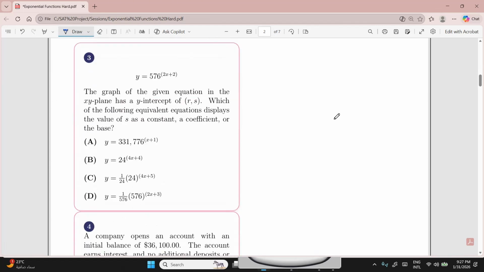And then question number 3, we have this. The same idea, maybe. We need the coefficient or a constant to be displayed. Displayed means appearing in the answers. But this time in the y-intercept. Y-intercept is always 0 and something. So R and S means 0 and something, because this is the y-intercept. So replace x by 0.